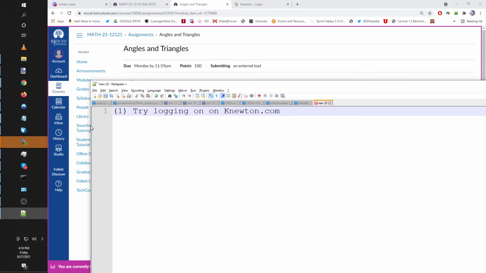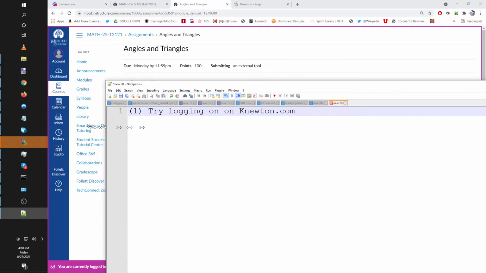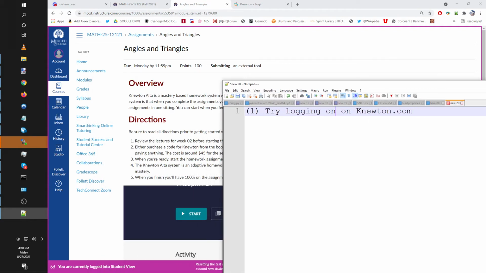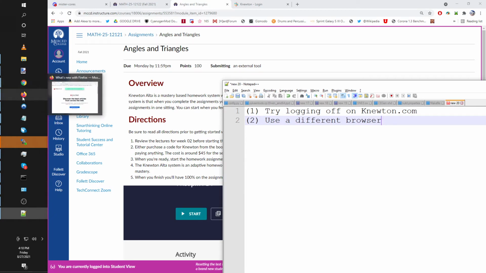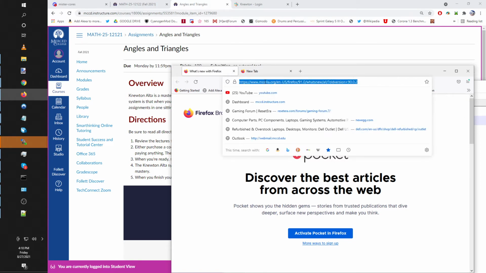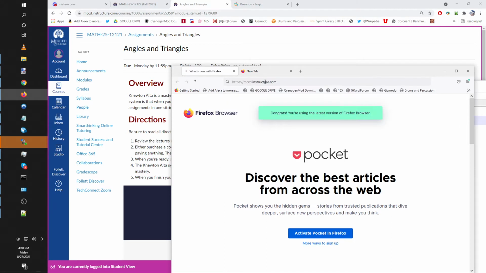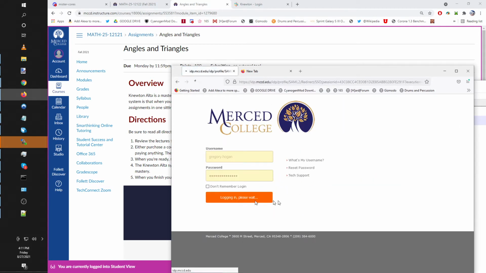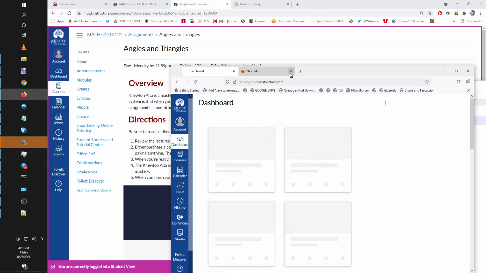This is what I was typing on that you couldn't see before. I was just saying, try logging off on Knewton.com. And then the next thing you can try is to use a different browser. So, for example, I have Firefox here. I can open Firefox, and I can again go to here.